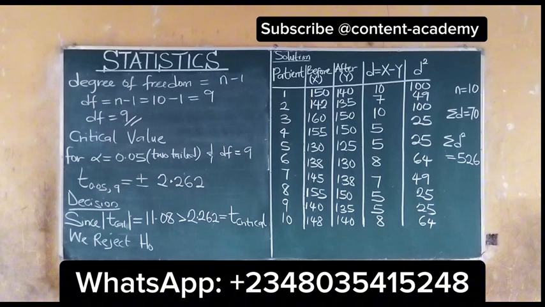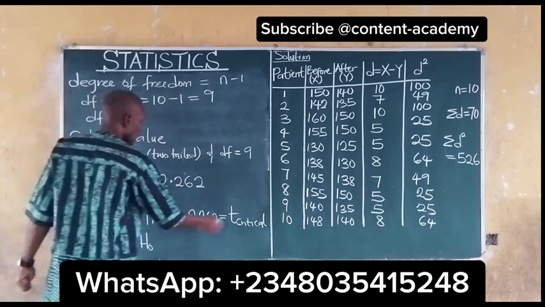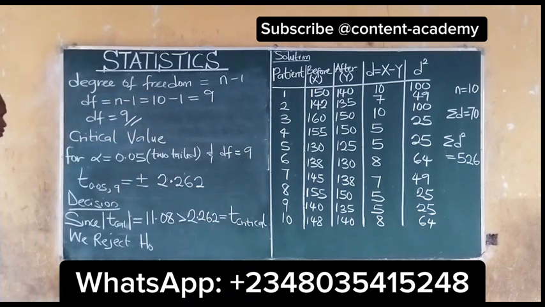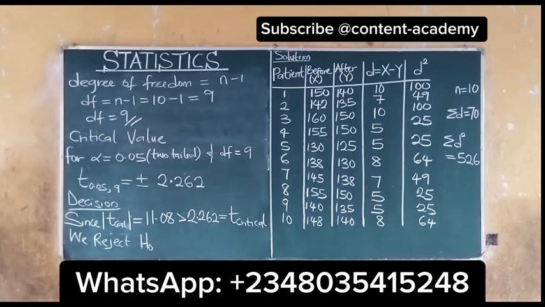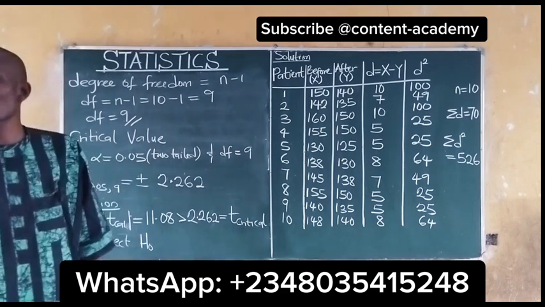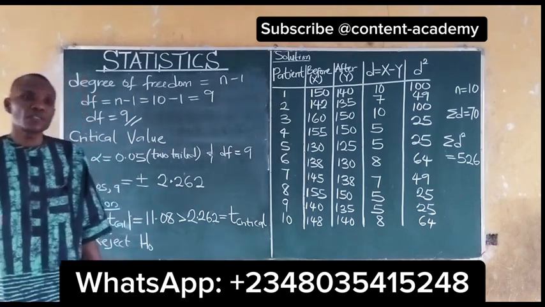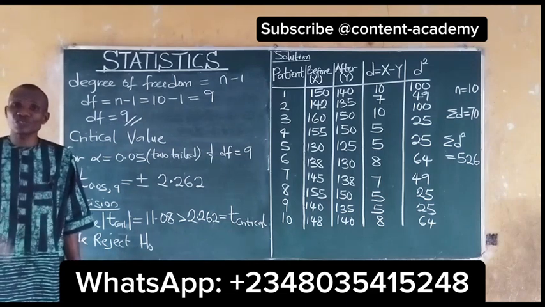What did we say H naught is? No difference in mean blood pressure before and after treatment. So since our calculated test statistic is greater than the critical value, we reject H naught. That means there is a difference in mean blood pressure before and after the treatment. So this is how we can compute questions of this sort.